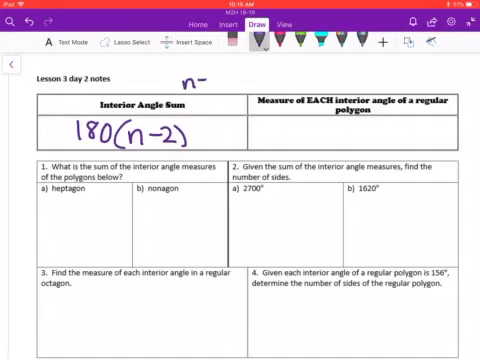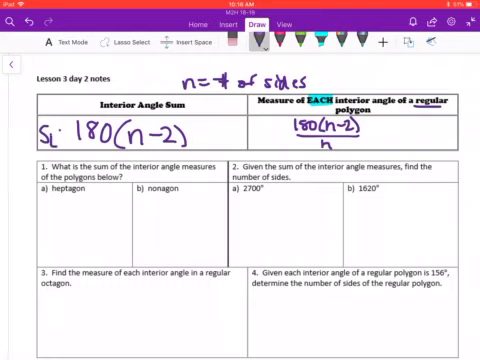N is the number of sides. Okay? If you want the measure of each interior angle, so one interior angle, if it's regular, you're going to take your interior angle sum and divide it by n. So 180 times n minus 2 divided by n. The notation that we use is sum of the interior, S with a little i.